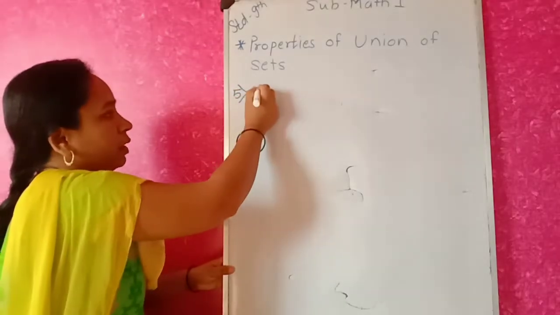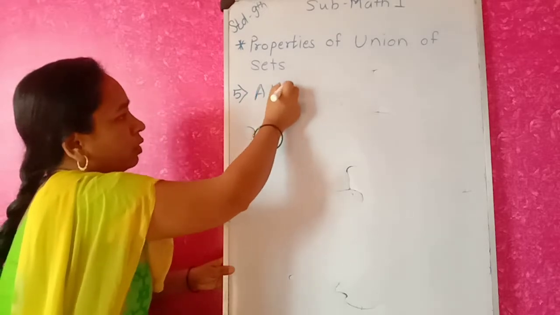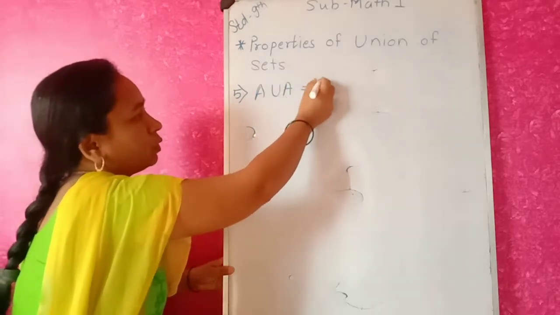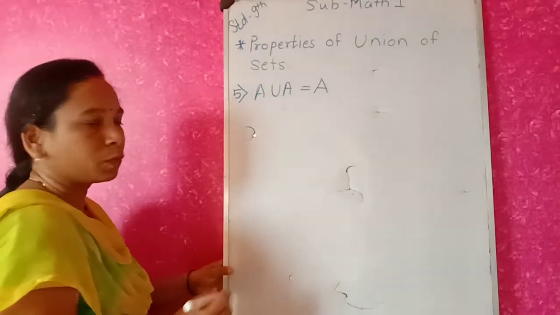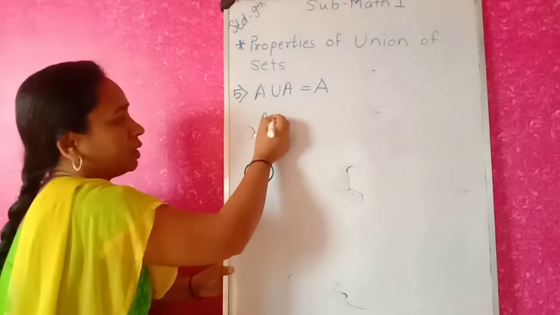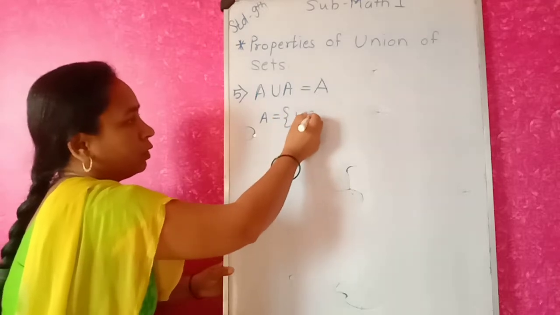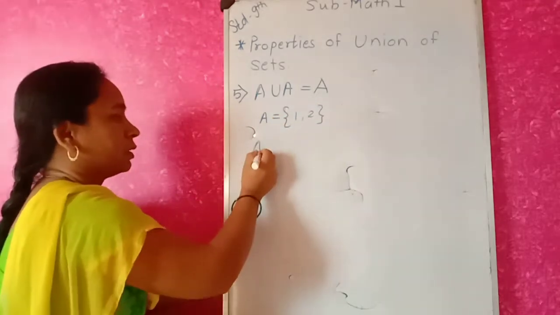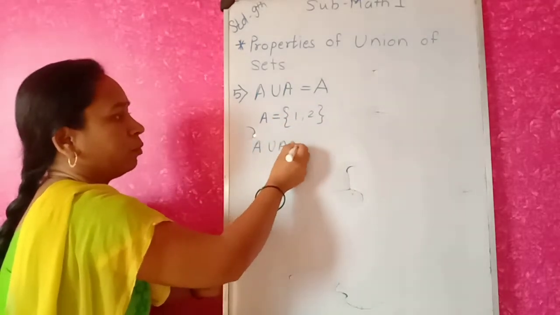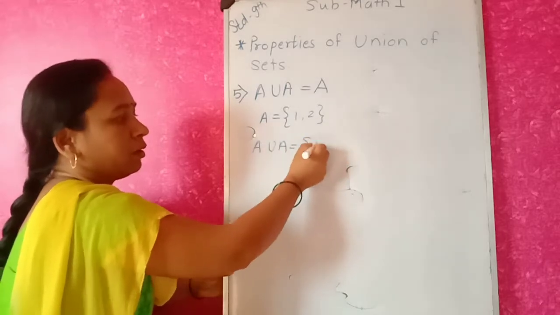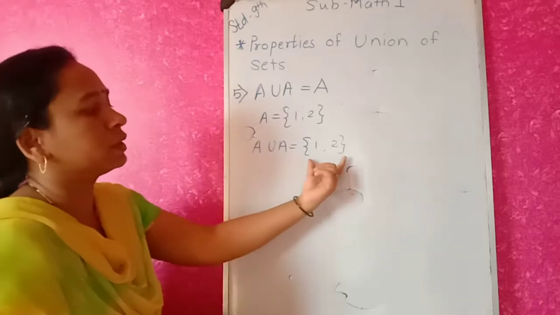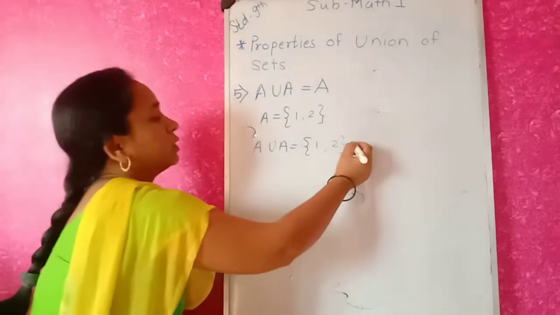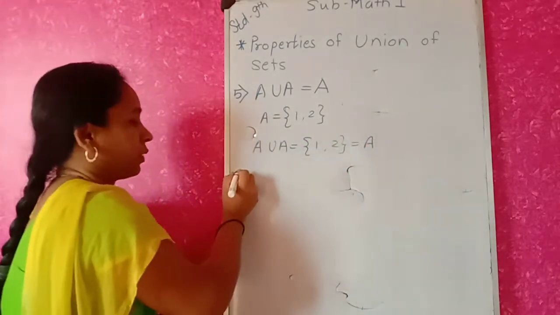Fifth property is A union A is equal to A. A union A is equal to A means, suppose A's elements are 1, 2, and if I consider A union A, what will I get then? 1 and 2 only, these two elements only I will get. That means it is nothing but the set A, so A union A is equal to A.